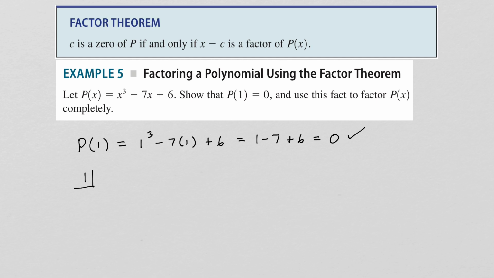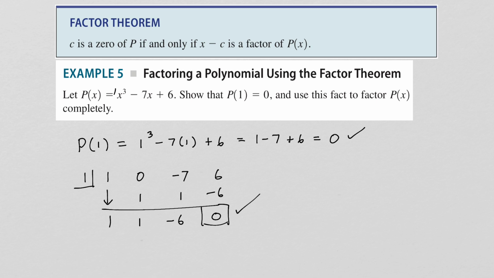So I can just put the number 1 in the box, and then we have 1x cubed, 0x squared, negative 7x, and positive 6. And from here, I just use synthetic division. 1 times 1 is 1. 0 plus 1 is 1. 1 times 1 is 1 again. And negative 7 plus 1 is negative 6. And 1 times negative 6 is negative 6. And 6 plus negative 6 is 0. So once again, we can see that p of 1 equals 0 by using the remainder theorem. Now here's the magical part.